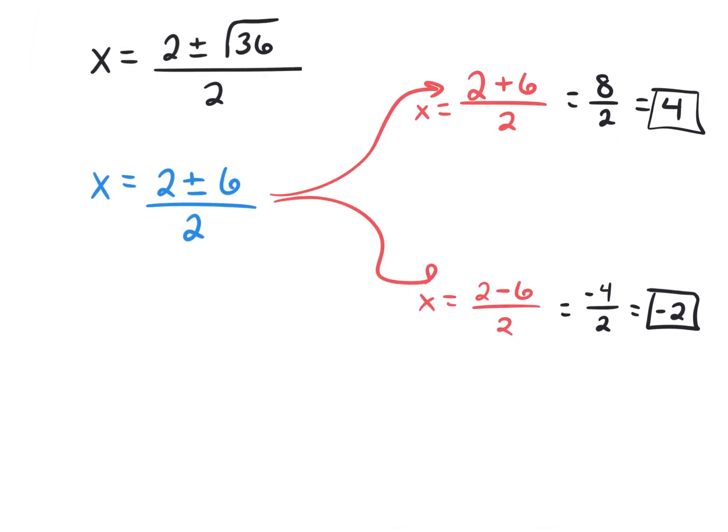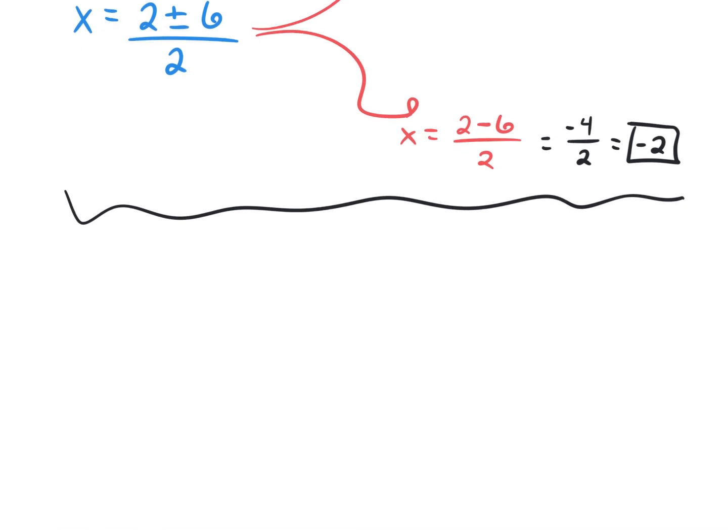Another thing, you do not have to write this down, but yesterday we had an example that looked like x equals 2 plus the square root of negative 5 divided by 2. Can I simplify that radical?